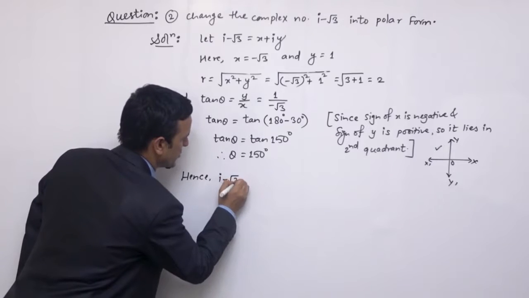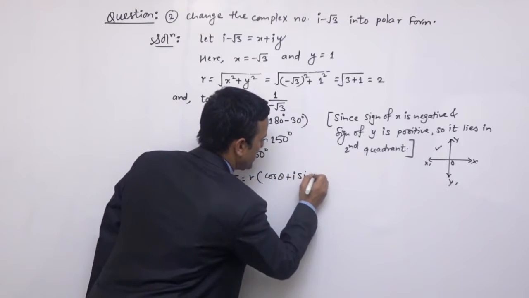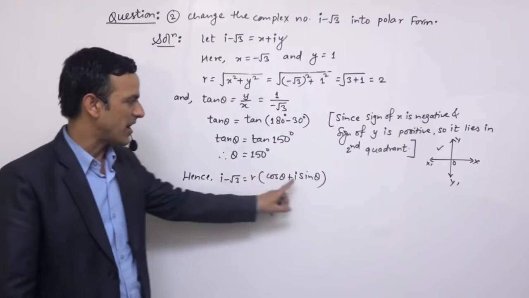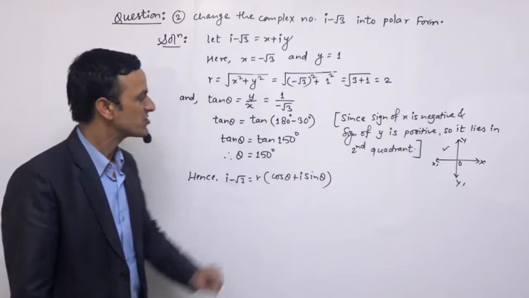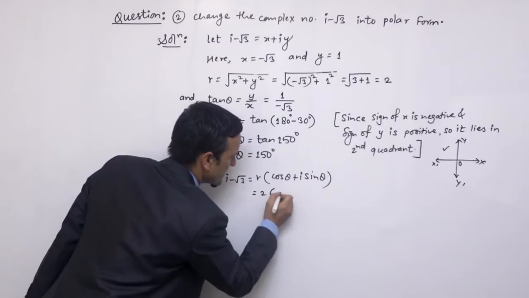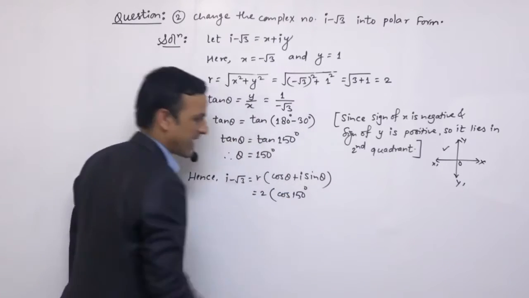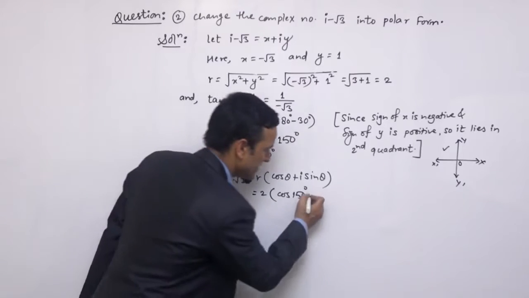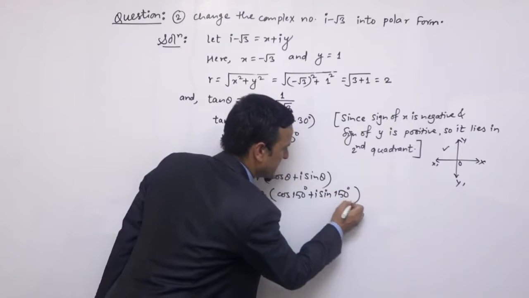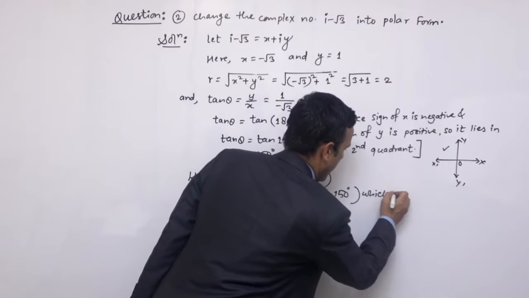I minus root 3 is equal to r times cos theta plus I sin theta. So this is the question and its polar form is like this. In the polar form, put the value: r is 2, cos theta means cos 150, its value is 150 degree, plus I sin 150 degree. So this is a polar form.